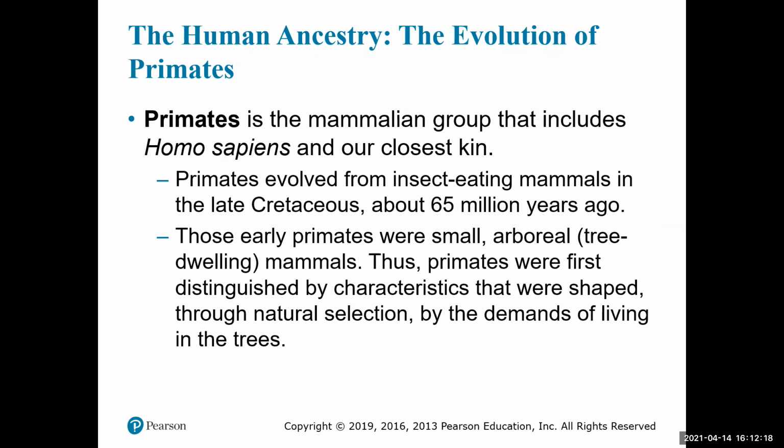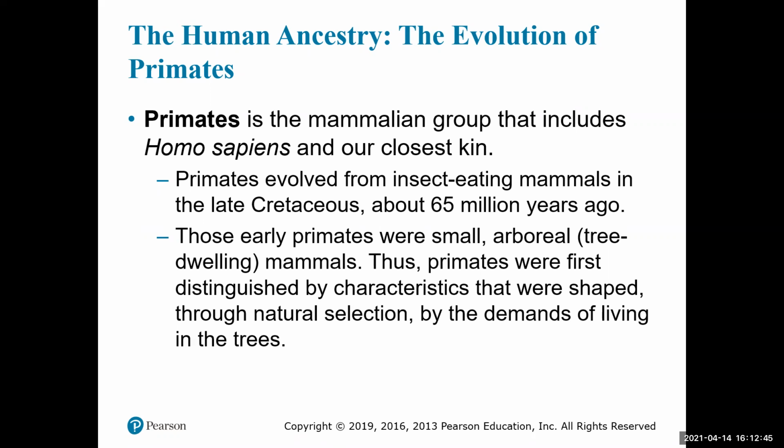Now, looking at mammals and the human ancestry, the evolution of primates. Primates are the mammalian group in which we are found. So Homo sapiens, humans, are in the primate group. And primates evolved about 65 million years ago from those early insect-eating mammals.